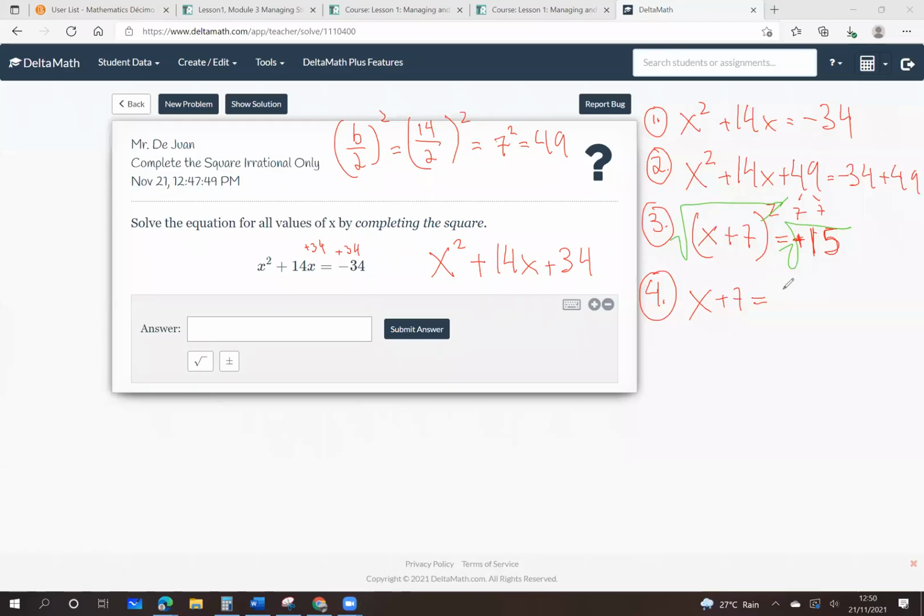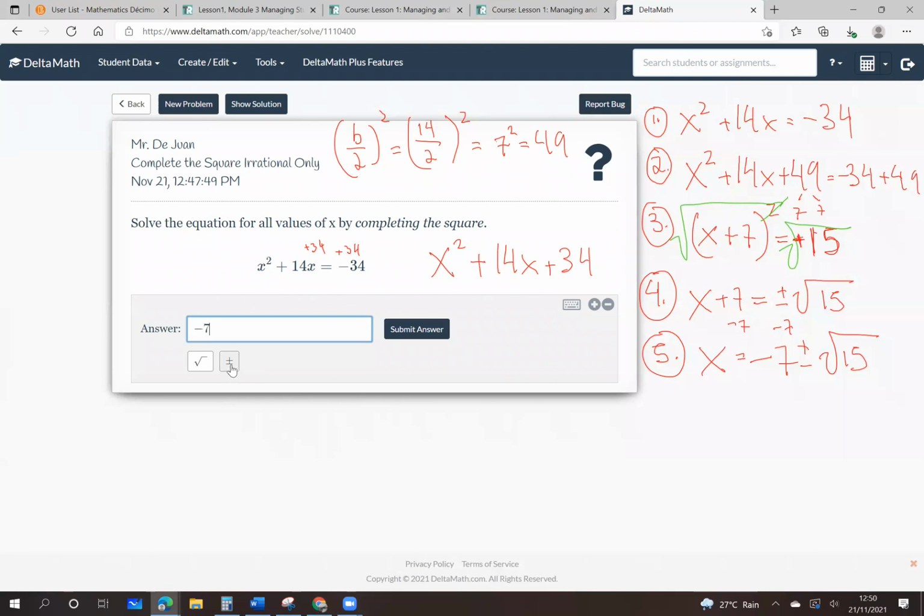Which is equal to the plus minus the square root of 15. So what's our last step? X equals, move the 7 over, -7 plus minus the square root of 15, okay? X is equal to -7.